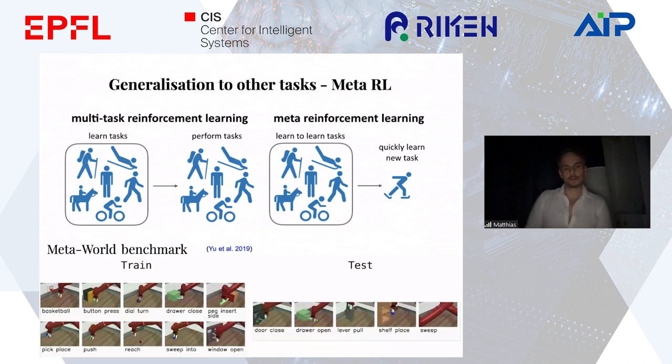But here, just to repeat, on the left side you see a set of tasks, and on the right side, for testing, you see a different set of tasks which the algorithm then should be able to quickly learn without having seen them at training time.